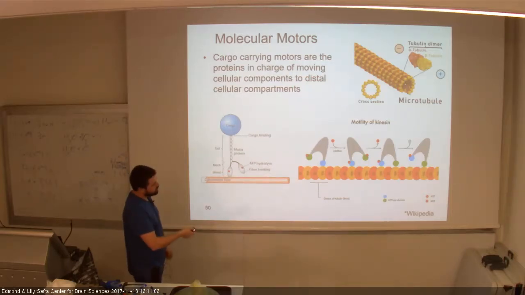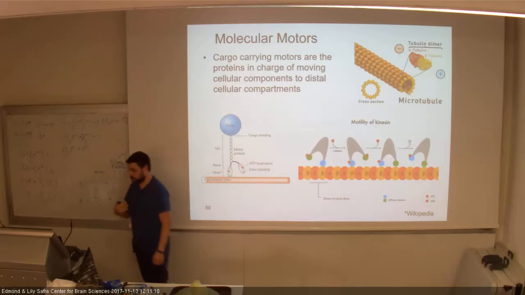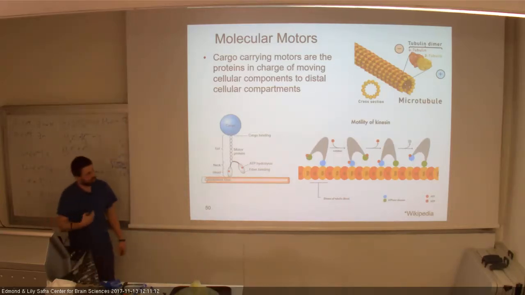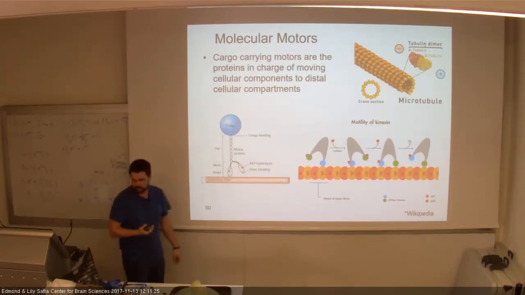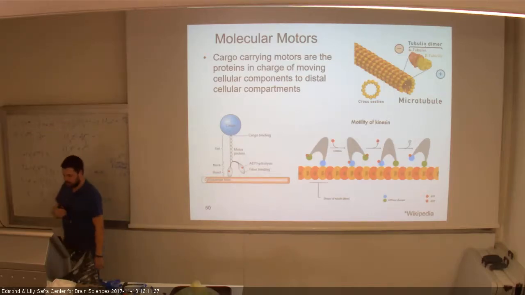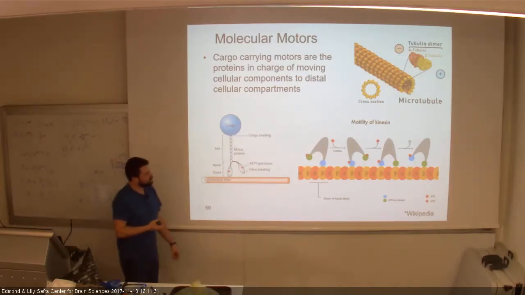The other protein, which I'm not showing you here, dynein, will walk only on the alpha subunits, the other way around. This movement is coupled to the hydrolysis of ATP. We're not going to get into the molecular details of how exactly this happens, but again, like we saw before, it converts the energy from ATP hydrolysis into the movement itself.